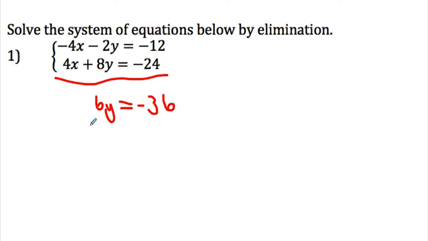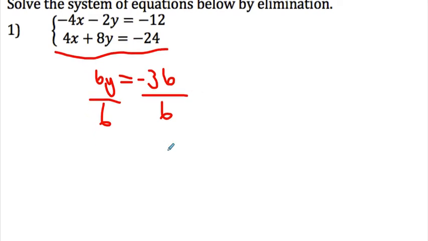Now, how do we get rid of the 6? Well, it's being multiplied, so I will do the opposite and divide. So I'm going to divide both sides by 6. And then what am I left with? Y equals negative 6.